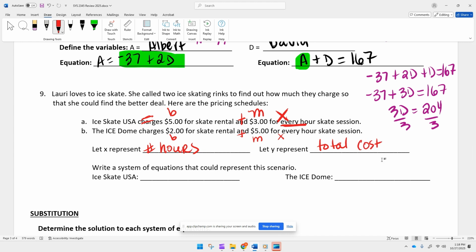So we're going to write the equation, and basically we're writing our equation in slope-intercept form. Ice skate rink, I'm just going to copy. I'm going to let that be Y. So Y equals 5 plus 3X. Ice dome, that's going to be Y equals 2 plus 5X.